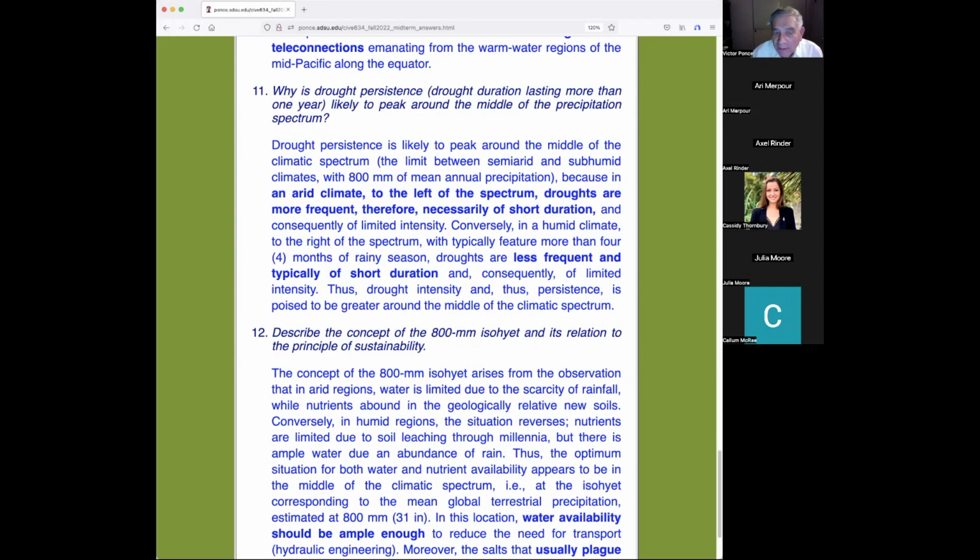Conversely, in a humid climate, to the right of the climatic spectrum, say, for instance, in the United States, you could talk about the Carolinas, Georgia, and so forth. Those are humid regions. A humid climate typically features more than 4 months of rainy precipitation, and that's the key. 4 months, 6 months of rain, then you're not going to have a drought because there's too much water. In the Amazon, the drought, we estimated it is 100 years.